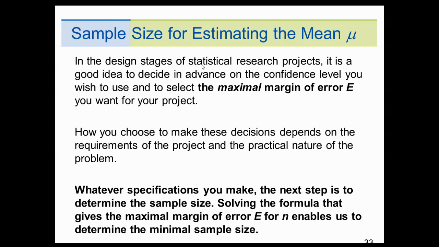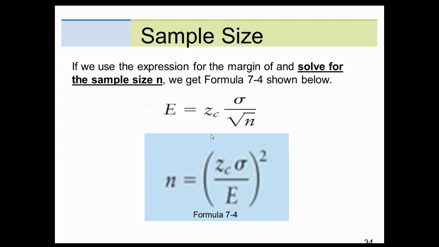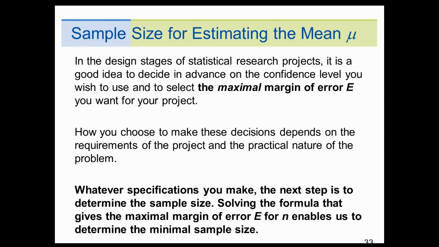In the design stages of statistical research projects, it's a good idea in advance to know what confidence level you wish and select the maximal margin of error you want for your project. Do I want to be 90% sure? Can I live with 85%? Or do I want to be 99%? How you choose to make your decision depends on the requirements of your project and the practical nature of what you're working on.